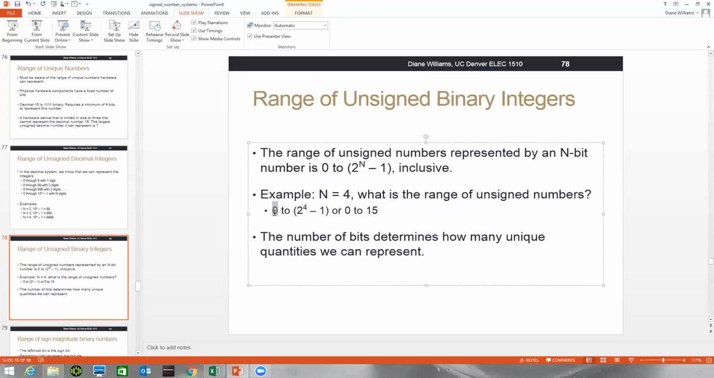When we have 4 bits, what range of unsigned numbers can we represent? 2 to the fourth is 16, minus 1, gives the range of 0 to 15, which we wrote out in another lesson, the binary patterns 0 to 15, and we know it requires 4 bits to represent the number 15. All right, so the number of bits determines how many unique quantities we can represent.